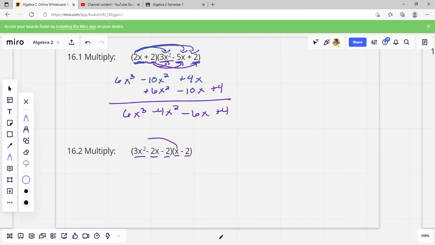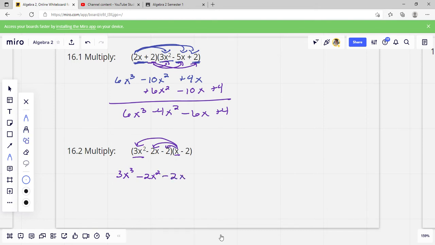All right, on this one, it's got my 3 terms first and then my 2 terms. I'm still going to go this way because I only want to have to multiply that many times. It just makes your paper a little neater. All right, so I'm going to say x times 3x squared, which would be 3x to the third. Okay, and then I'm going to do x times negative 2x, which would be negative 2x squared. Then I need x times negative 2, which is negative 2x.